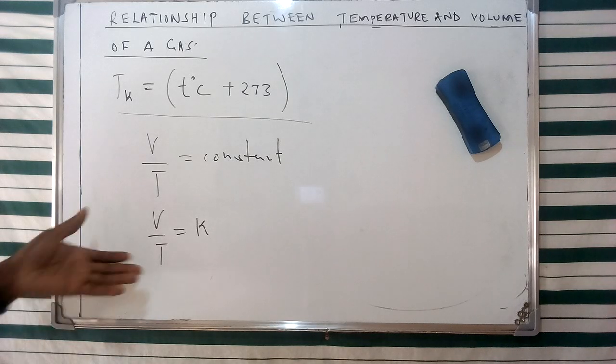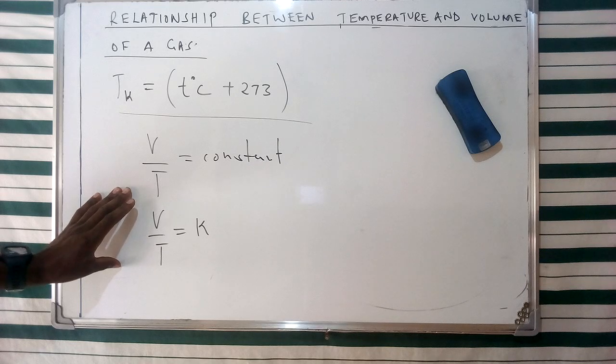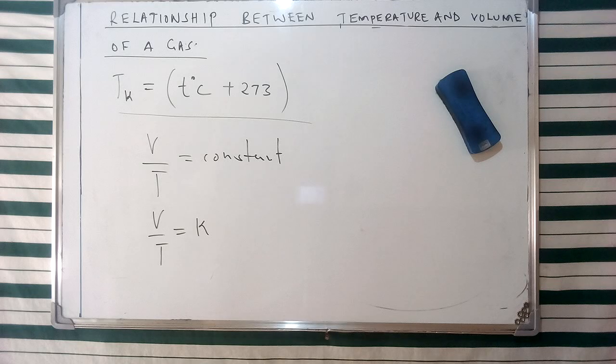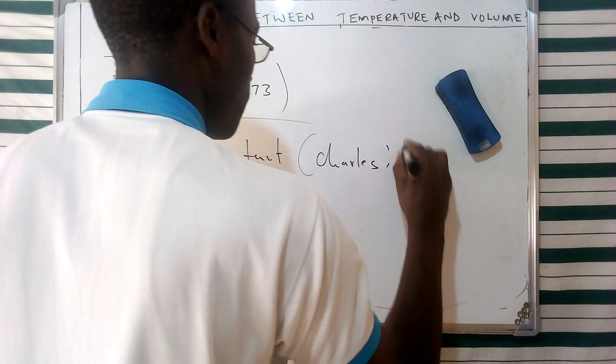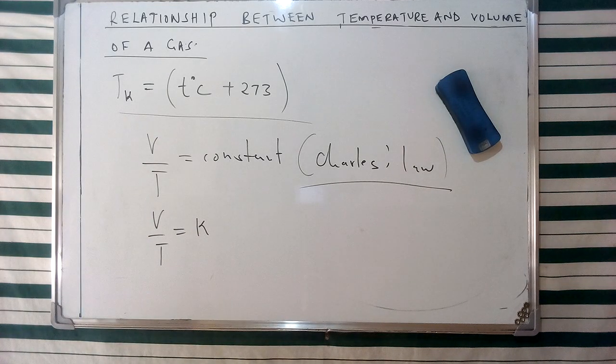So this basically is going to culminate into a law, whereby we can state that at constant pressure, the volume of a sample of a gas is directly proportional to the Kelvin or absolute temperature. And this, of course, is going to be referred to as Charles' law, that we're going to come across in our various texts in terms of this specific relationship.